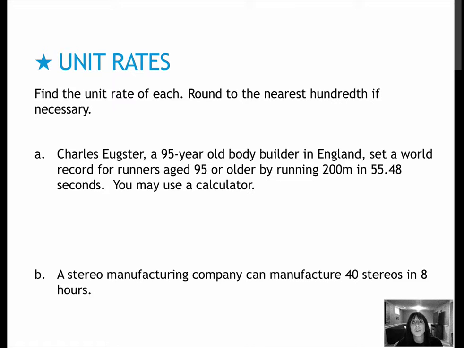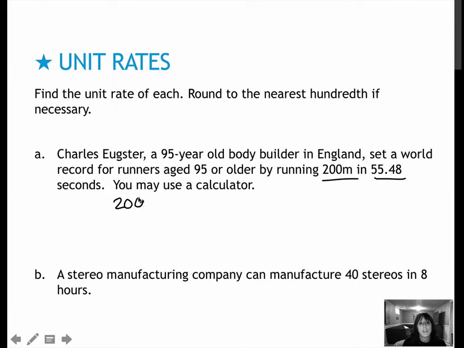Here are 2 for you to try on your own, so try them both. Feel free to use a calculator and then press play to see how you did. So Charles Eugster, I don't know if I pronounced that correctly, but he is a 95-year-old bodybuilder in England, and he did set a world record for runners aged 95 or older by running a 200-meter dash in 55.48 seconds. We are trying to find out his unit rate, which means, of course, his speed per second.